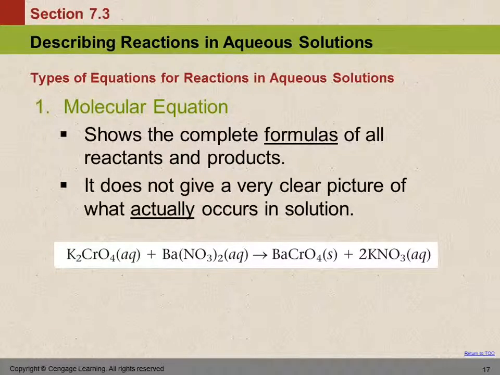Describing reactions in aqueous solutions. We've learned a little bit about equations, so we're going to learn about chemical equations. We're going to learn about some more chemical equations. There are actually different types of chemical equations.